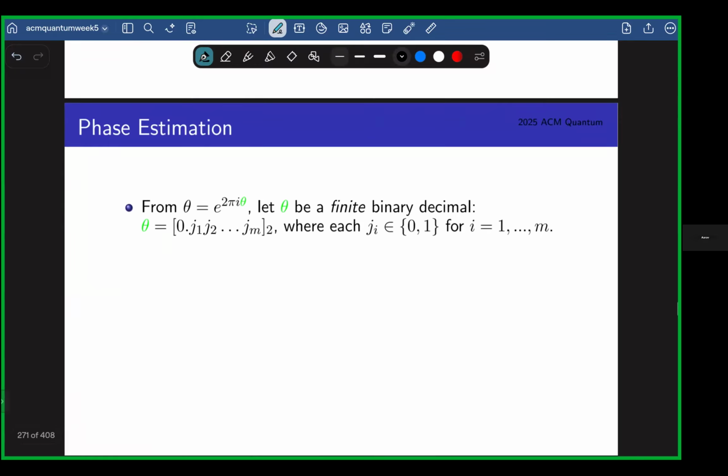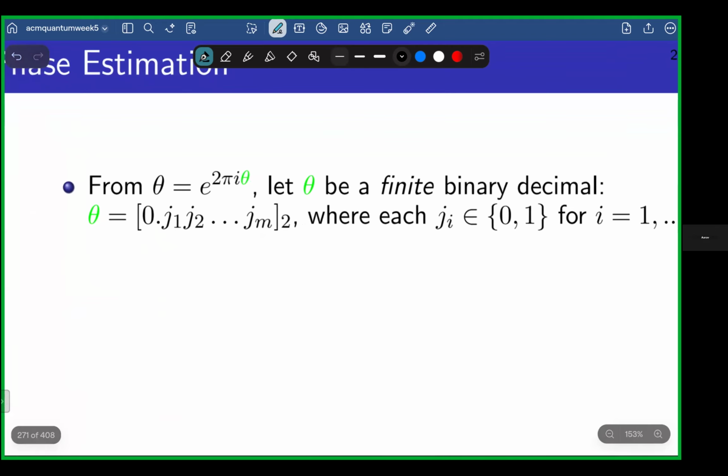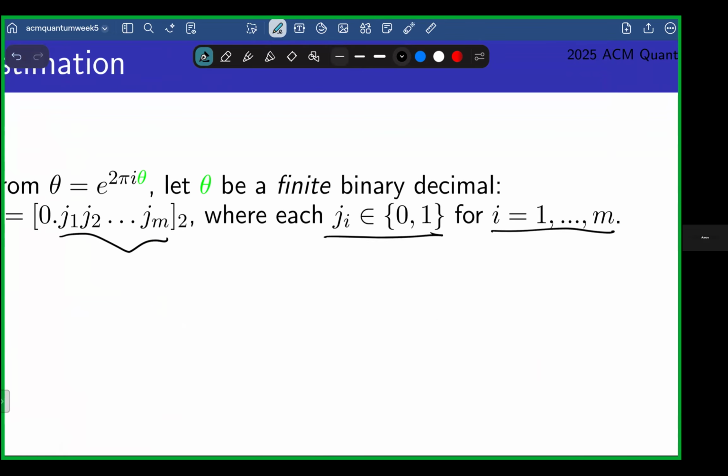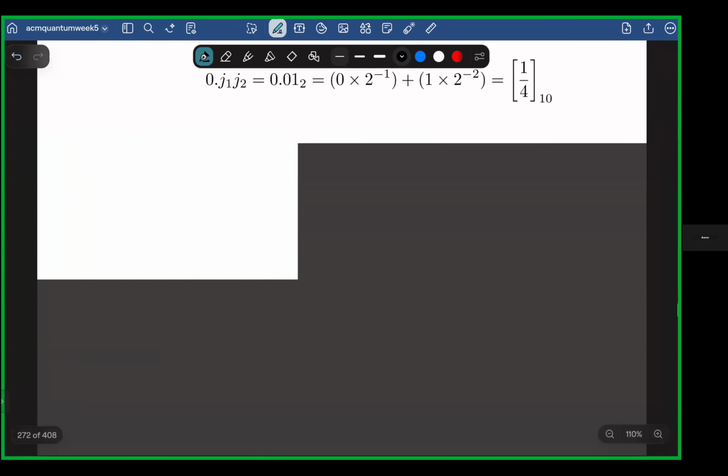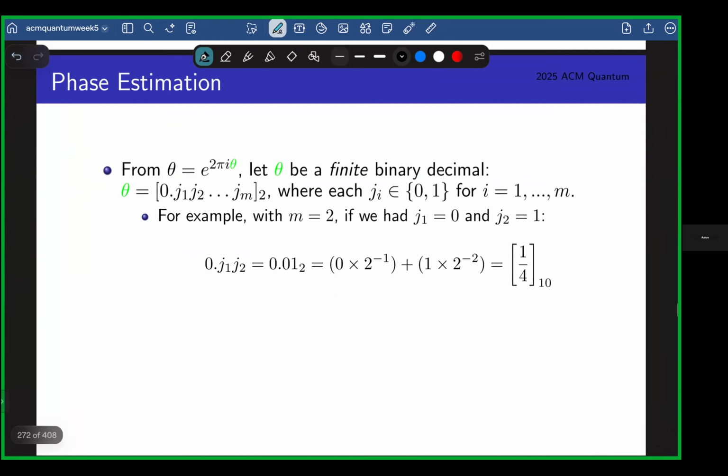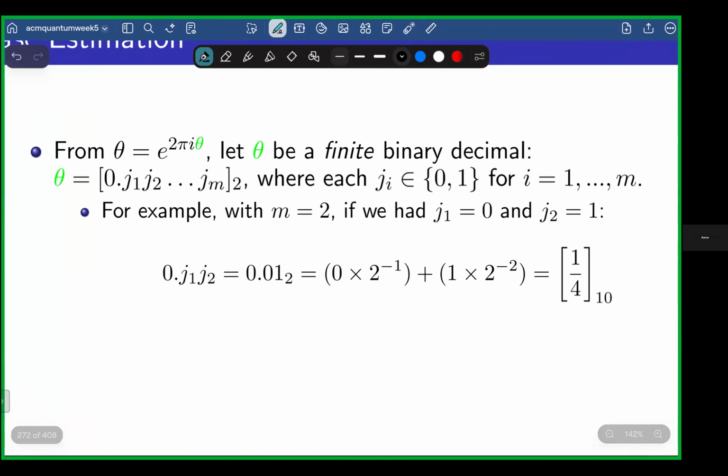decimal. The way we define that is that theta, remember we said theta is between 0 and 1. So it's 0 point, and then m bits represented in base 2. Each bit is either a 0 or 1, and we're going to have m bits. First, an example: if m equals 2, and the first bit is 0 and the second bit is 1, then 0 dot j1 j2 is 0.01 represented in base 2.